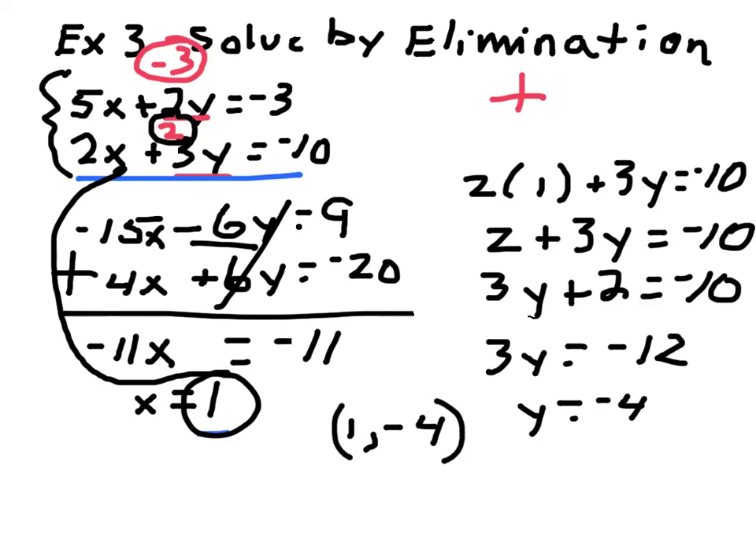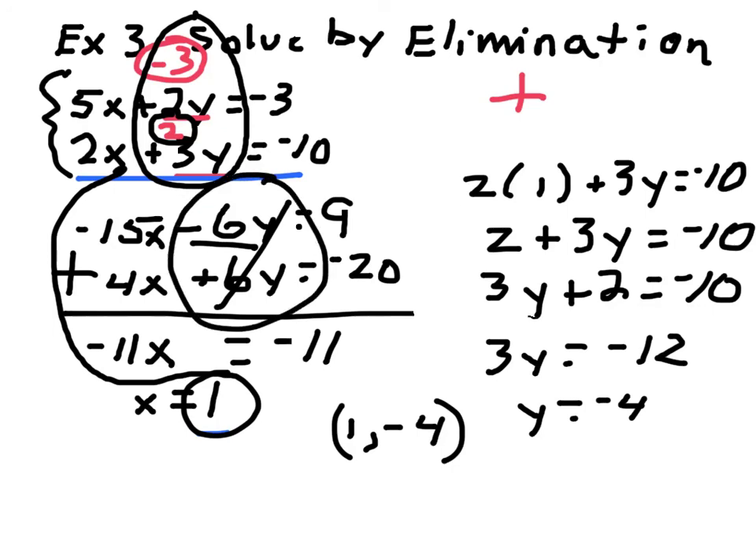Now again, I want to emphasize this is one way of doing this. Don't get locked into saying that's the only way I could do this. I chose to multiply the top one by a negative 3 and the bottom one by 2 so that I got a negative 6y and a positive 6y. I could have multiplied the top one by 6 and the bottom one by 4 so that I got a 12y and a negative 12y. Or I could have picked on the x's to eliminate them.